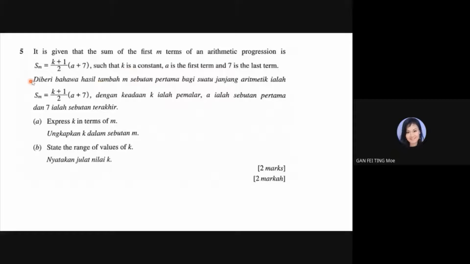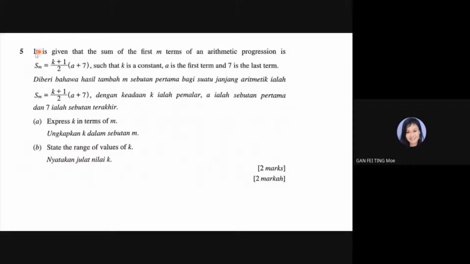No solution at all. Nothing given. They didn't ask you for the value of A or K or M. They want you to express the K in terms of M. They want you to state the range of values of K. That's all. Now you cannot do. This is also one of the questions students lost.